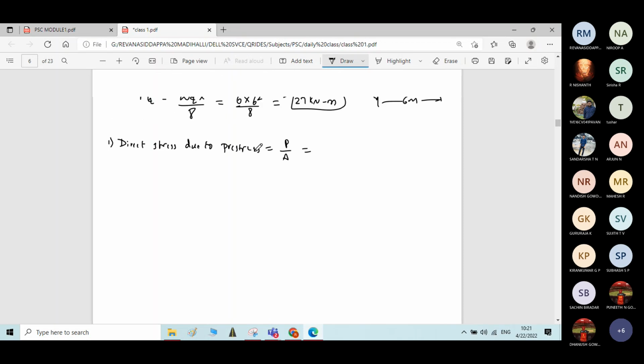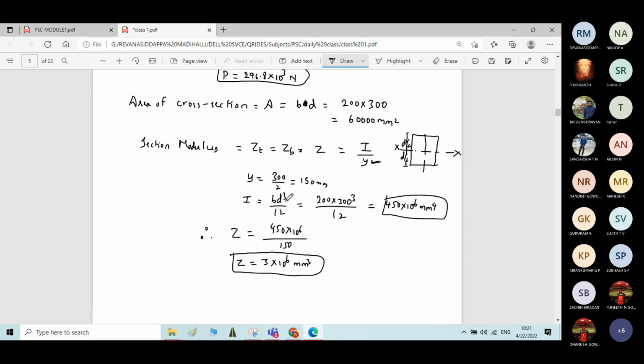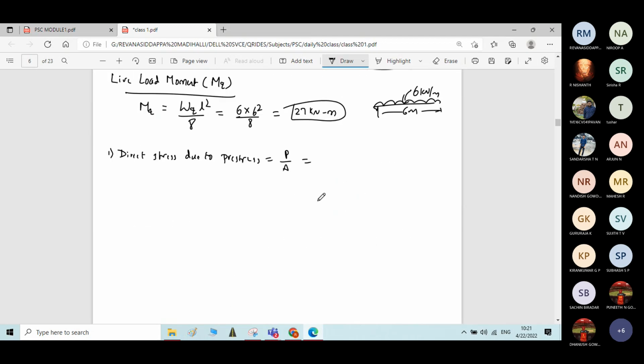What is P here? P is nothing but the prestressing force that we have calculated, 296.8 into 10 power 3, divided by area of cross section 60,000. Please check the answer. Don't simply write the answer which I am writing here. Cross check. If you are getting any other different answer, let me know.